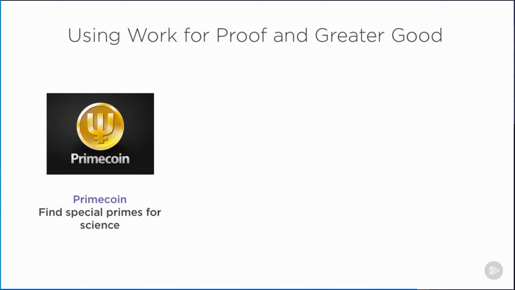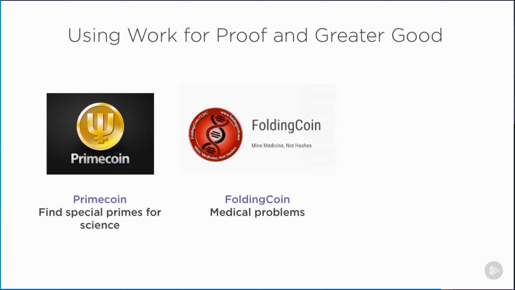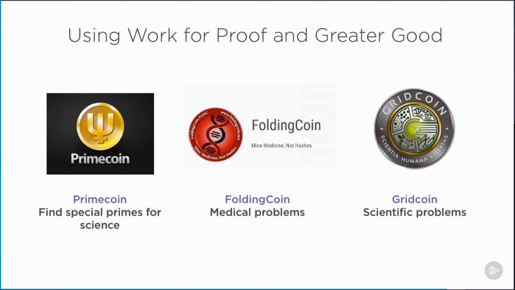For example, the altcoin Primecoin utilizes the search for special prime numbers as its proof-of-work. It's hoped that the discovery of additional primes will assist scientific computing. Several other coins also try to utilize the computation for a greater good, including Folding Coin, which directs resources towards medical problems, and Grid Coin, which attacks scientific problems.